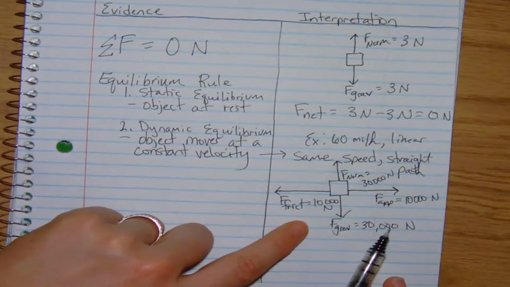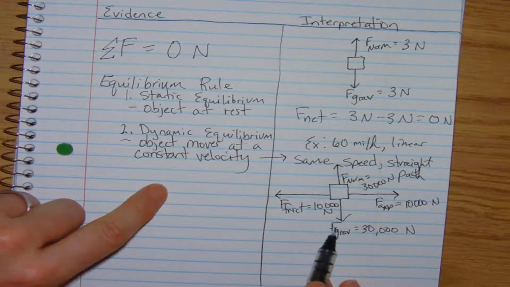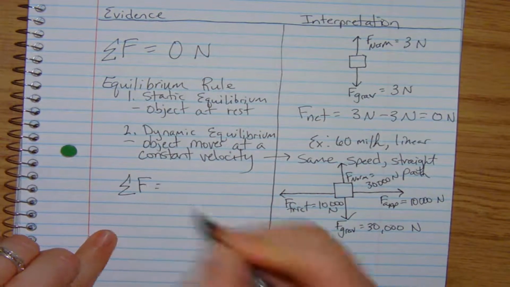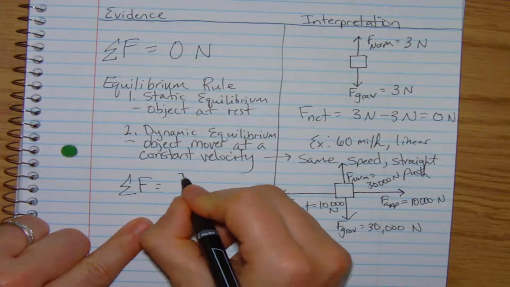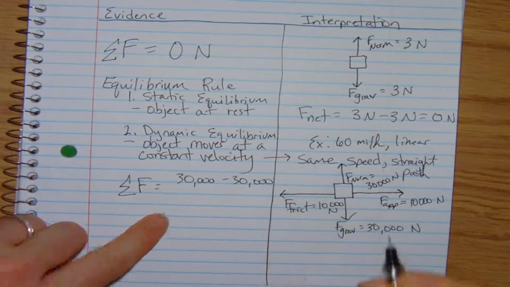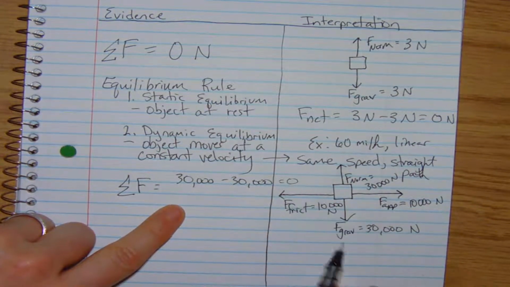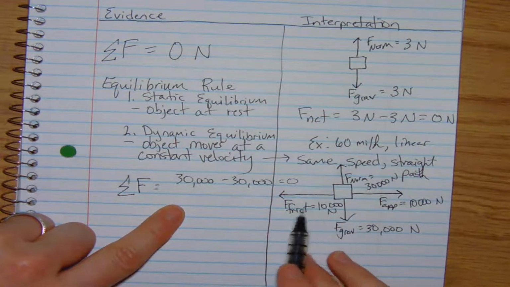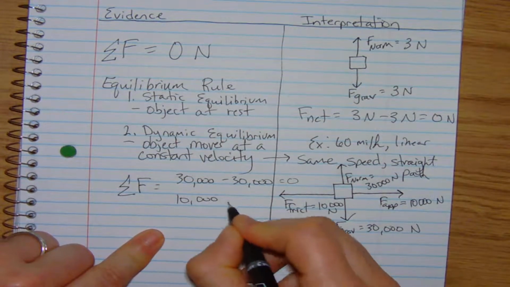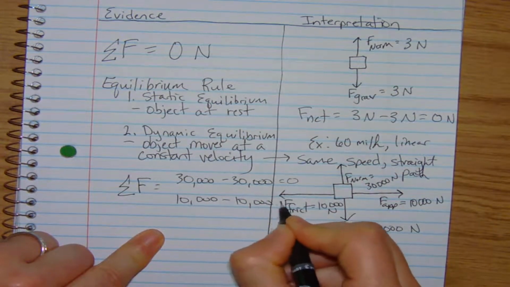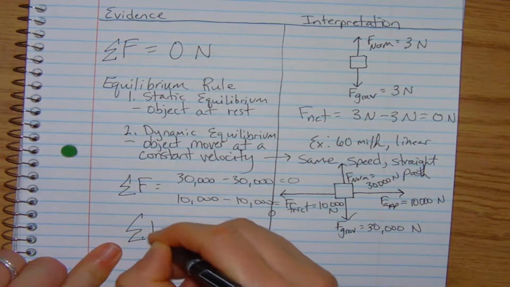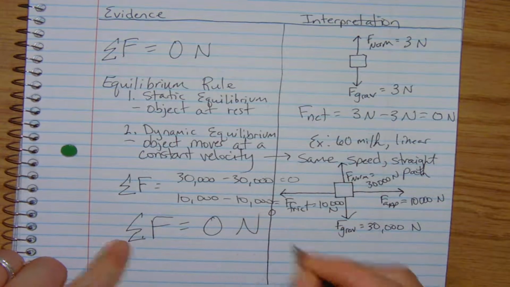Okay, so look at all those. Well, up and down, we know that 30,000, so if we want to do our sum of all forces here, we would have 30,000 minus 30,000. Okay, so there's 0 with our up and down. And then we have 10,000 subtract 10,000 because they're also going opposite directions. That's going to equal 0. So the bottom line is the sum of all forces here is still 0 newtons.